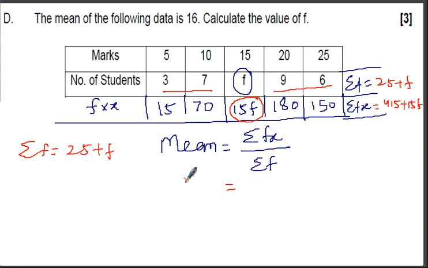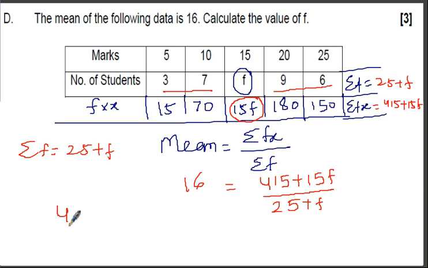Now you can solve. The mean is given 16, so you can write 16 equal to sigma fx, which is 415 plus 15f, upon 25 plus f. You can do cross multiplication, so when you multiply, 16 into 25 will come 400, 400 plus 16f will give you 415 plus 15f.